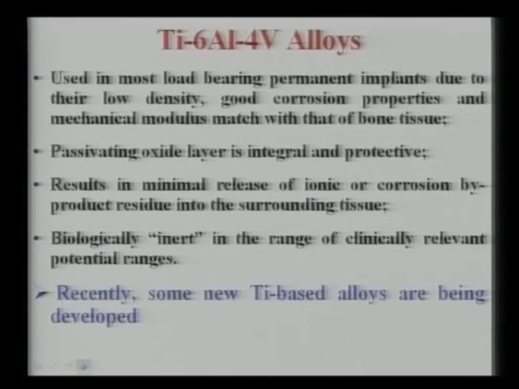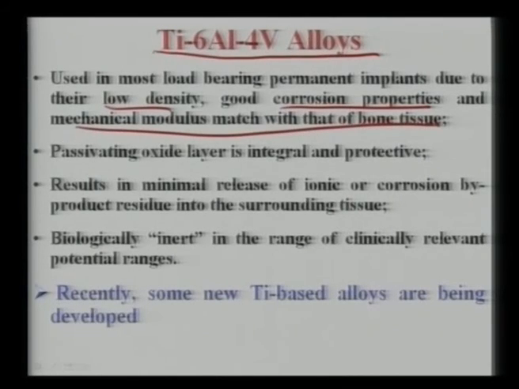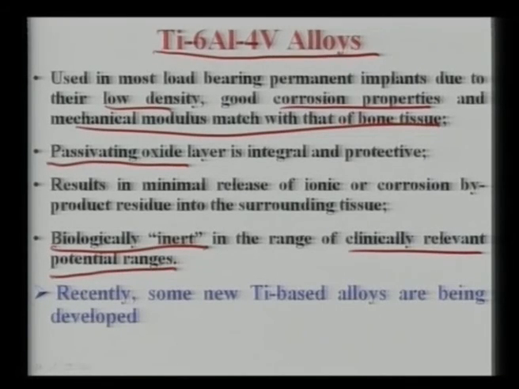Now, titanium 6 aluminum 4 vanadium, there is one slide on that because it is mostly commercially well used for biomedical applications, and it is used because it has a very low density, good corrosion properties and good mechanical properties which match closely that with the bone tissue. Its corrosion properties come from a passivating oxide layer that forms on the titanium 6 aluminum 4 vanadium. It is biologically inert, not bioactive, in the range of clinically relevant potential ranges. So, inside the human body you have the electrochemical potential, and in this potential region titanium 6 aluminum 4 vanadium is biologically inert.